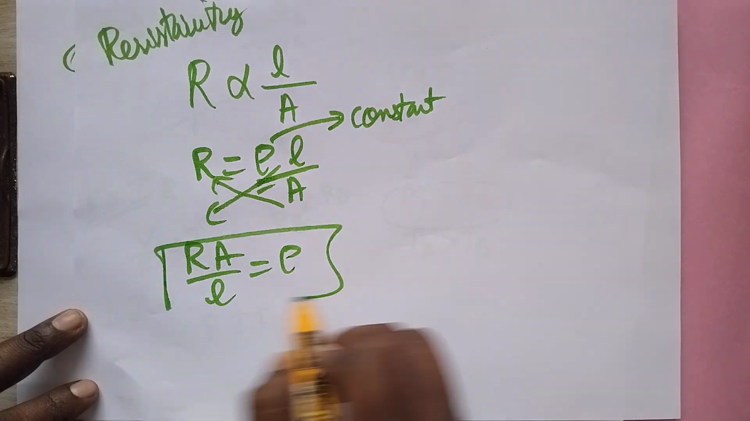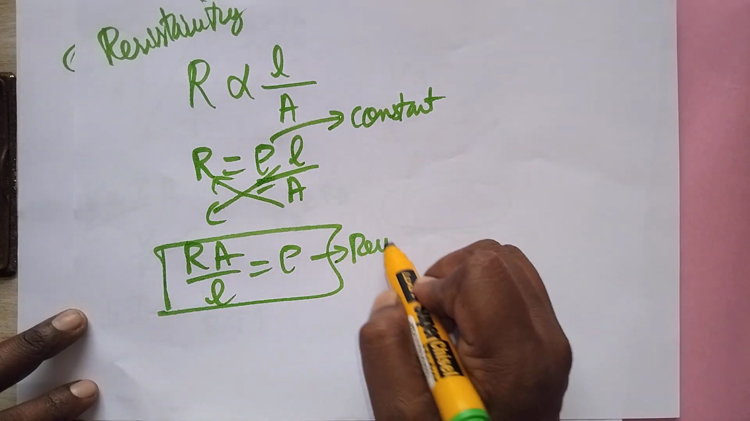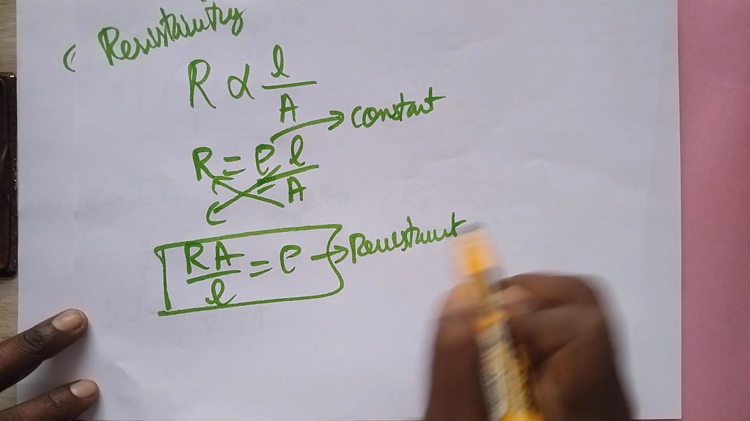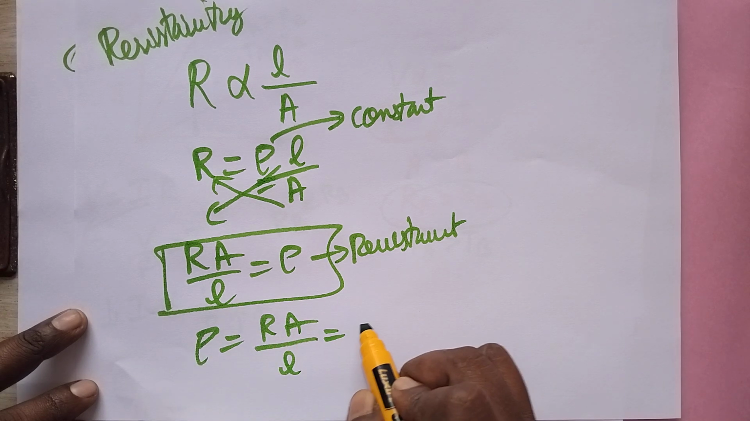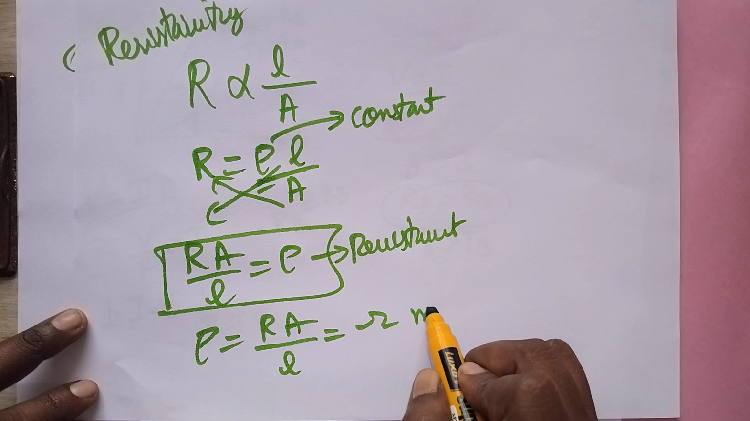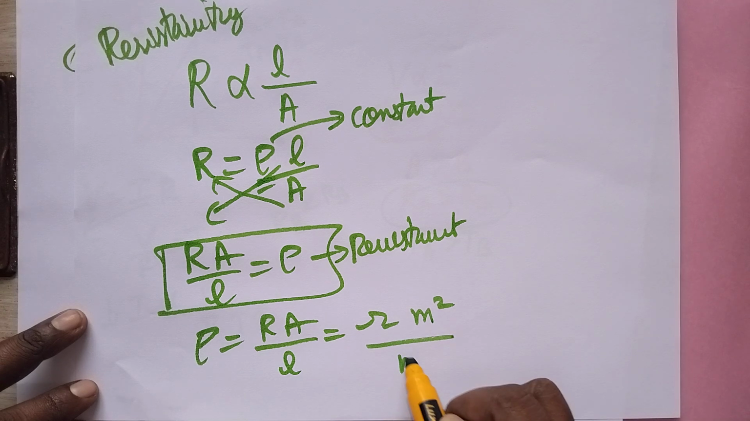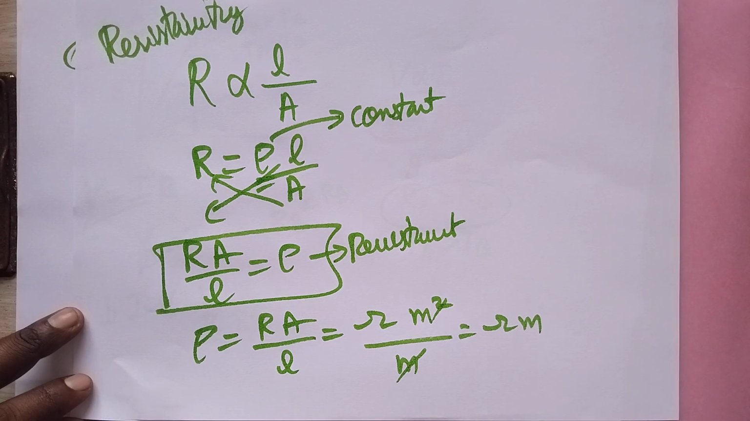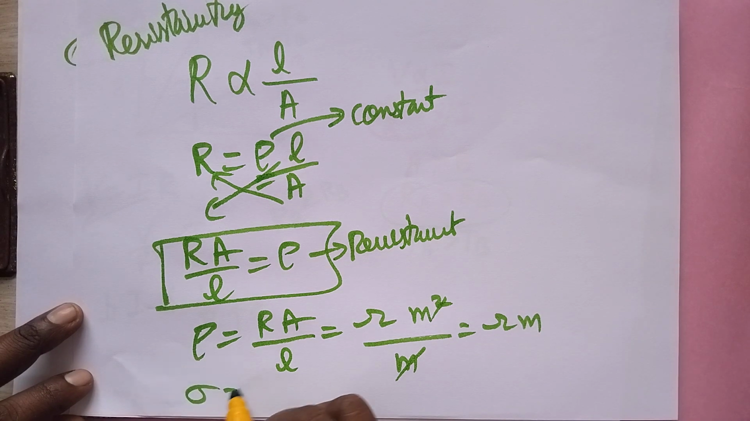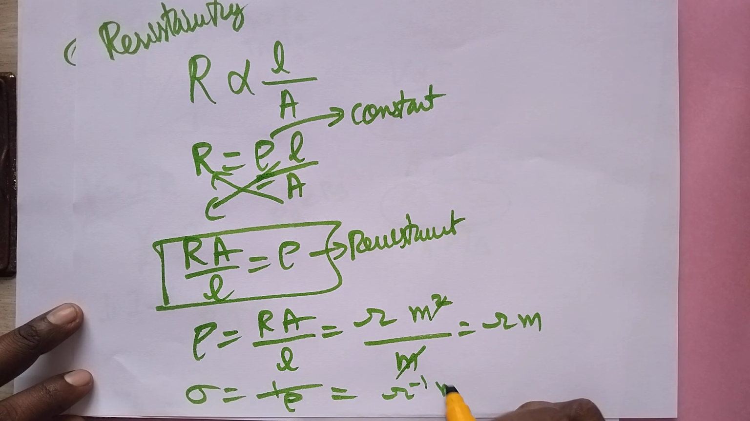It's a very, very important concept. This is called resistivity. So resistivity is equal to RA by L. R is resistance, unit ohms. A is area, unit meter square. L is length, unit meter. Meters cancel, so ohm meter is the unit of resistivity. What about conductivity? Conductivity is inversely proportional to resistivity, so we get the unit ohm inverse meter inverse.